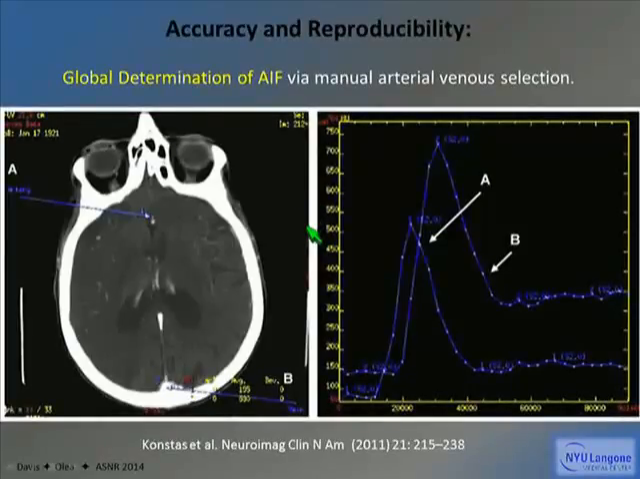So, you all know what this looks like. This comes from a very well-known workstation. We're measuring the AIF within the anterior cerebral artery. We determine the arterial curve, we determine the venous curve, and from that we truncate the curve, and then we measure the CBF, CBV, etc.